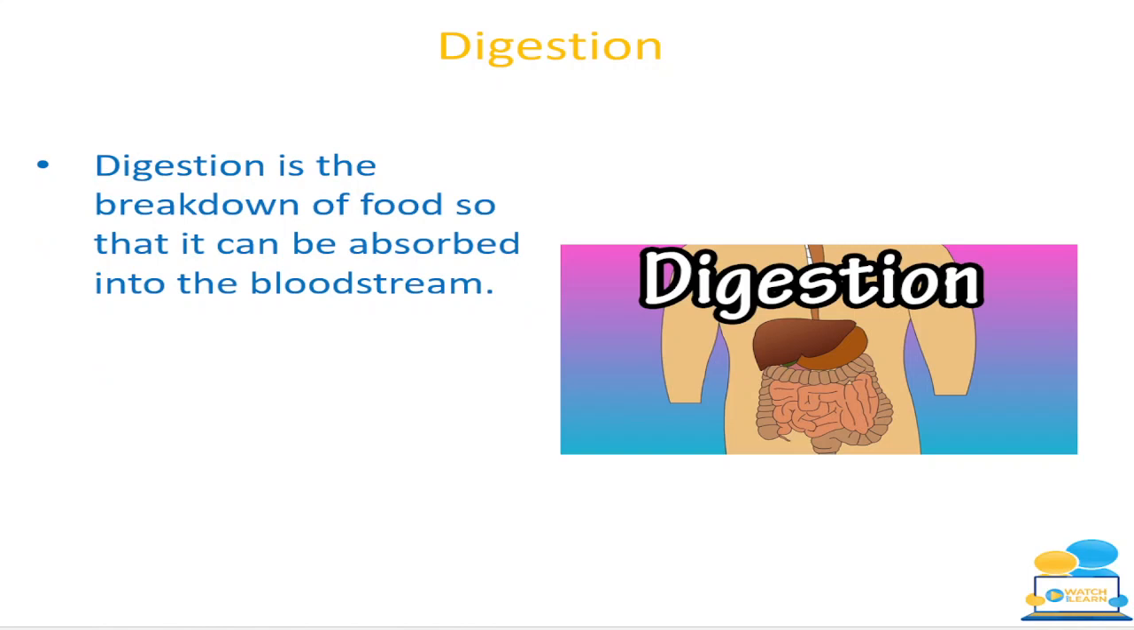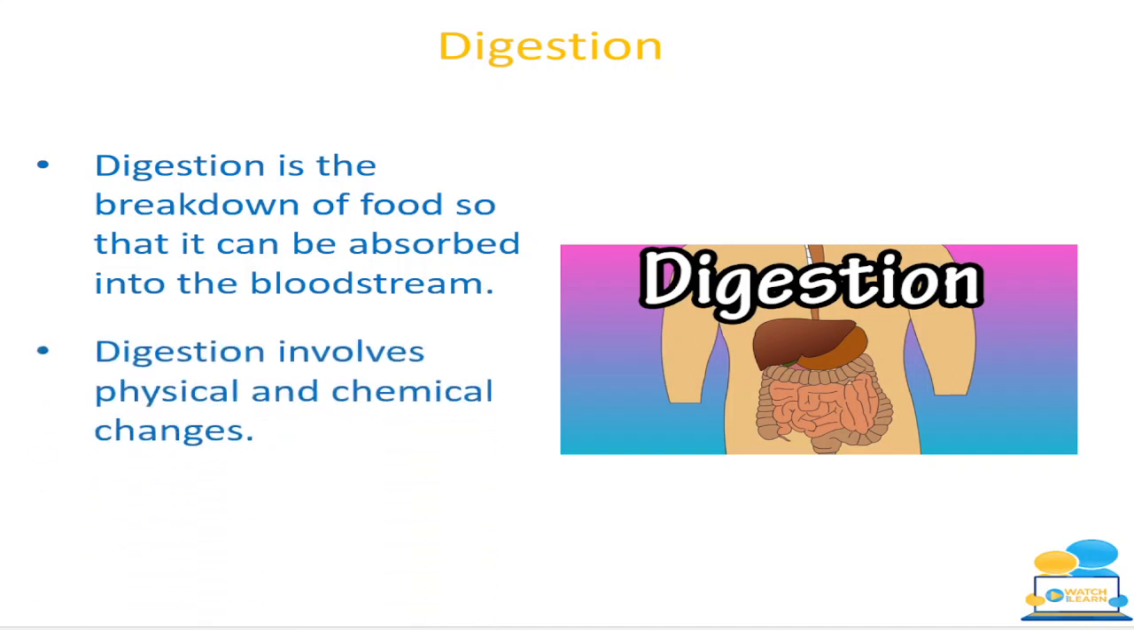So digestion. Digestion is essentially the breaking down of food so that it can be absorbed into the bloodstream. So in home ec, we look at nutrition, so we need to know how all this food we are taking into our bodies is actually broken down and utilised for our body. So digestion involves both physical and chemical changes, which we'll be looking at in more detail.